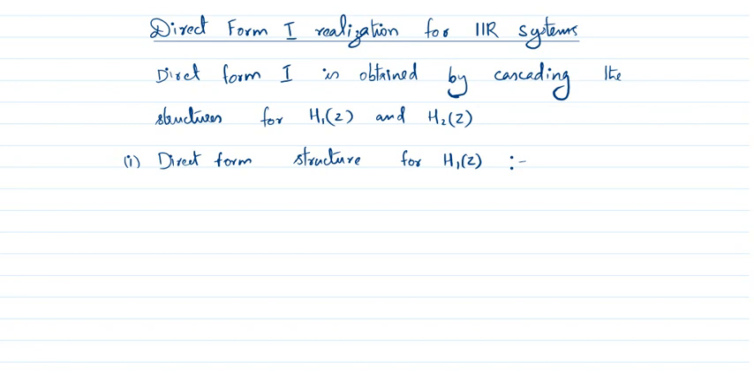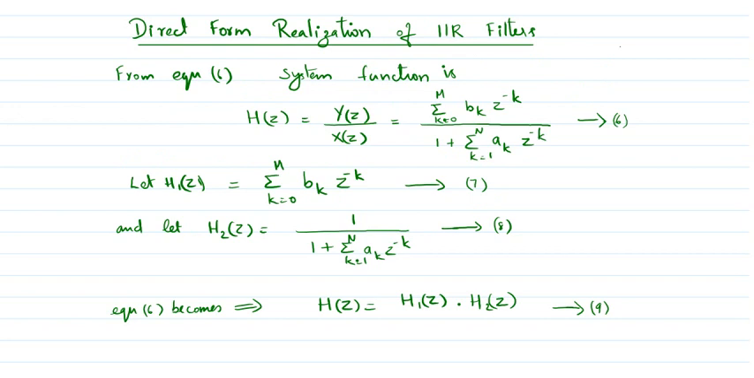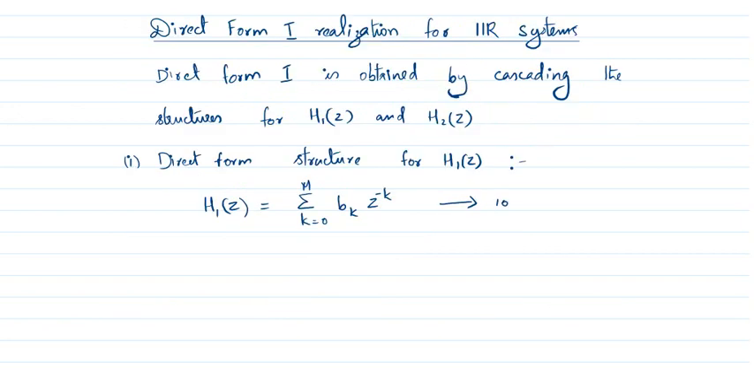So the direct form 1 structure for H1(z) will be obtained from H1(z) equal to summation over k equal to 0 to M of b_k z raised to minus k. So this is the equation for all zero systems. Here I will write the equation numbers in continuous order, so that will be equation 10.